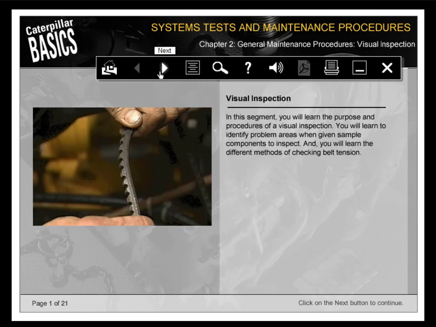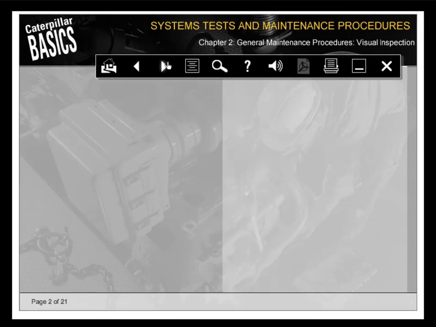In this segment, you will learn the purpose and procedures of a visual inspection. You will learn to identify problem areas when given sample components to inspect, and you will learn the different methods of checking belt tension.